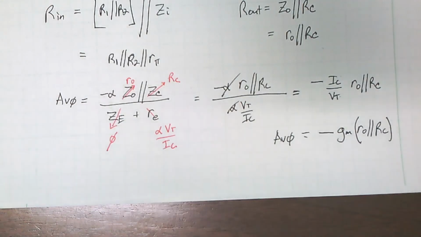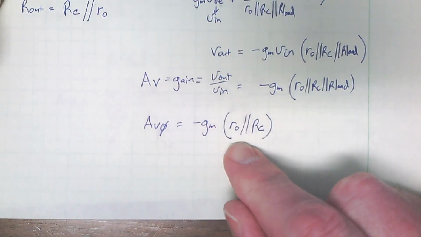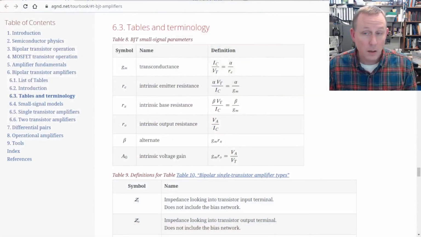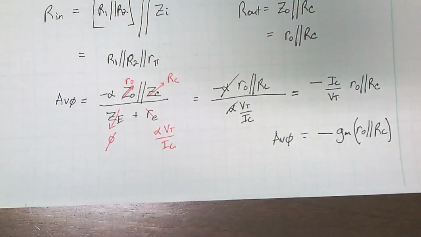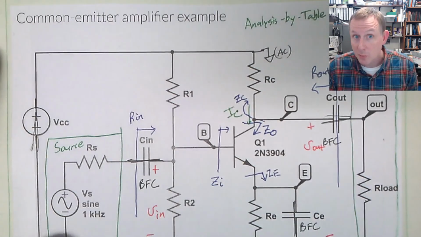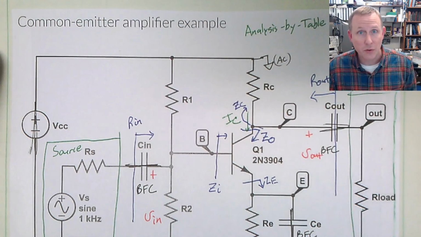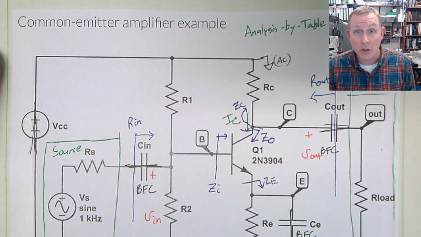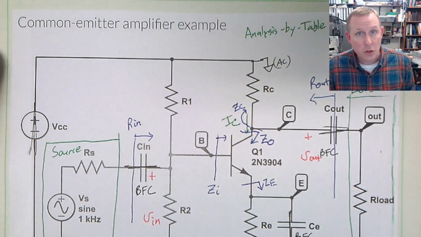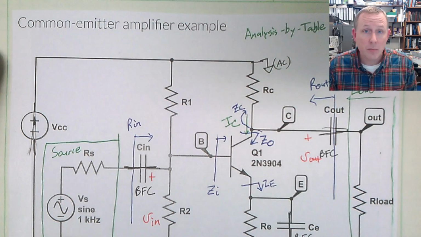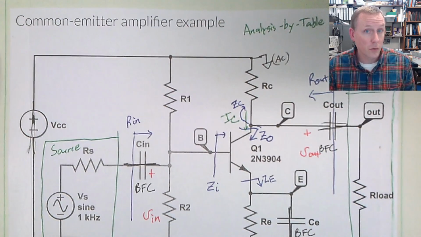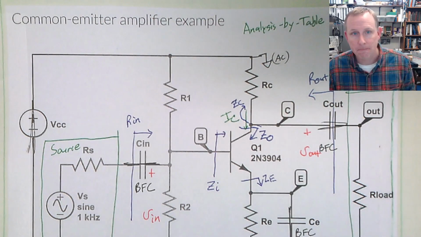Let's look at what we had last time. We ended up with minus gm times (r_o parallel RC). The moral of this story is we can do analysis by table if we do it properly, according to the definitions and kind of strictly. We will get exactly the same results as we get if we do this by computing the small signal model and then just doing linear circuit theory, finding the input resistance, the output resistance, and the open circuit voltage gain, having an equivalent output. Thanks for watching.